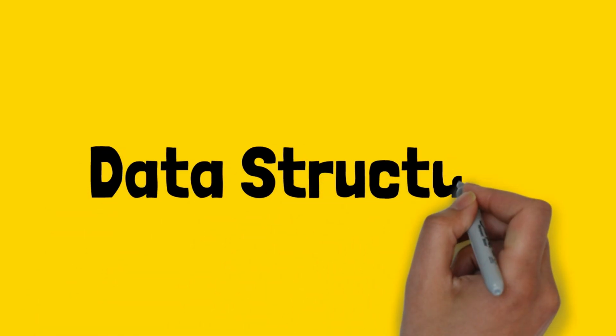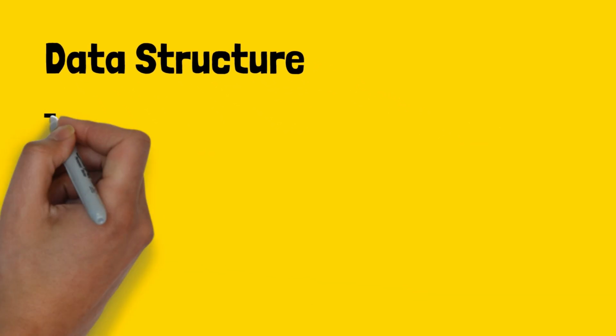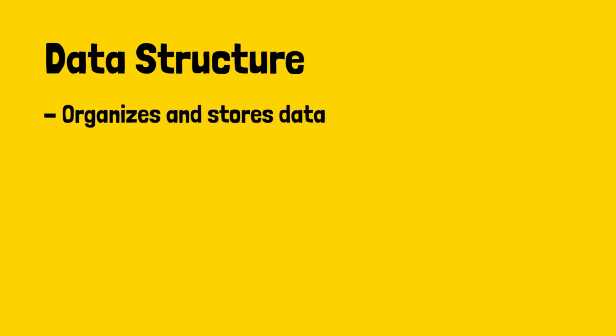Alright, so what is a data structure? Well, a data structure organizes and stores data. For example, an array is a data structure, the lowly array, and we're going to take a look at arrays as a data structure very soon.